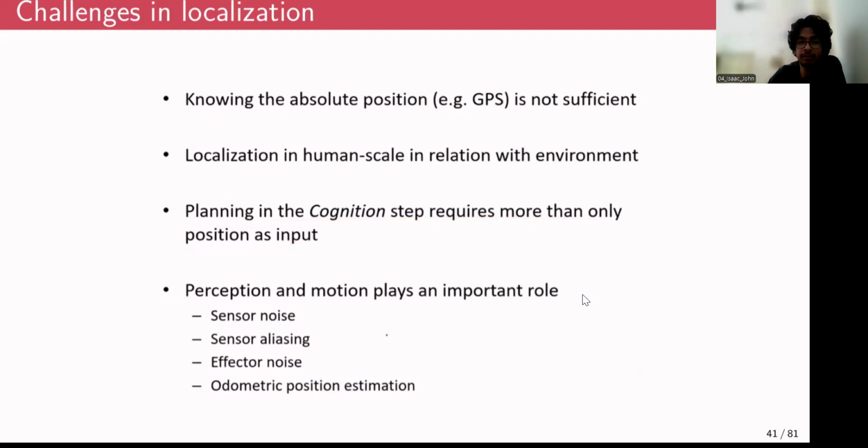And there are some other aspects. Perception and motion plays an important role. So sensor noise, sensor aliasing, effector noise, odometric position estimation, all these things could potentially cause some challenges in localization, right? Because sensors are always riddled with noises. They are also affected by some external characteristics, some external effects.